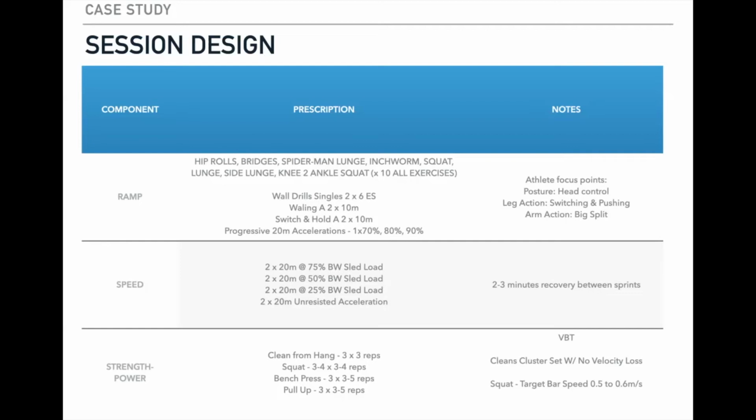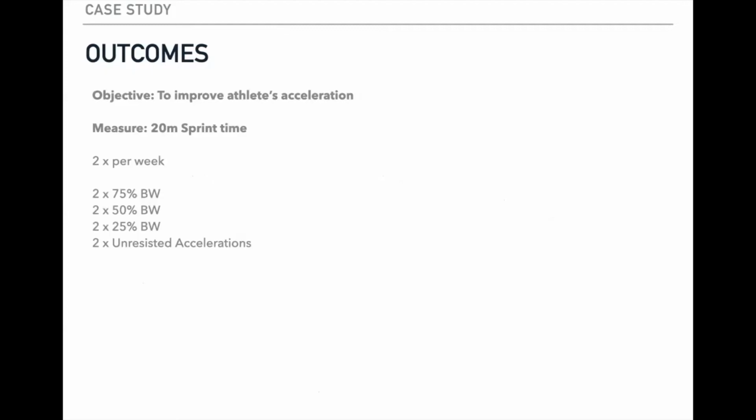Cleans were done in cluster sets to minimize the velocity loss. And as I said, we had our target bar speeds at relatively slightly lower intensities than we would for maximal strength work. So what was the outcome of this?